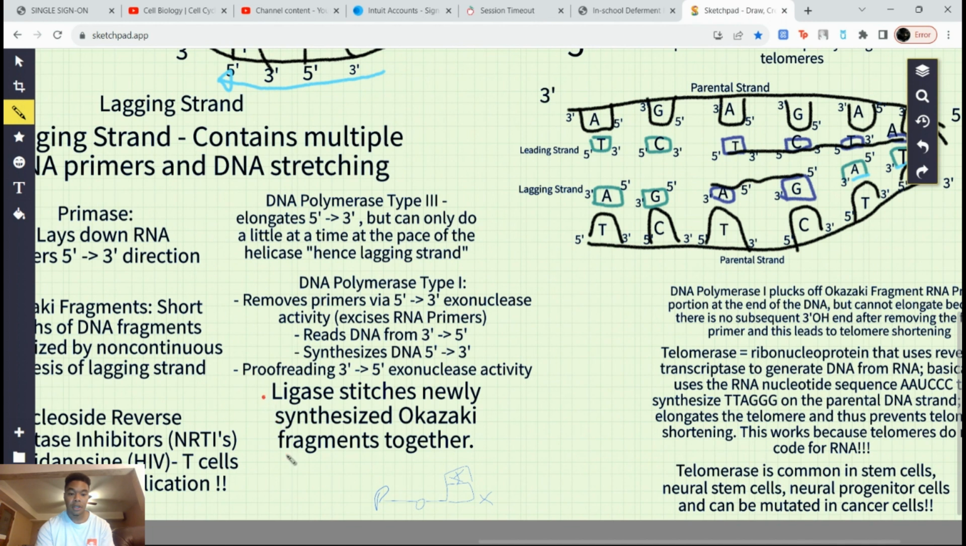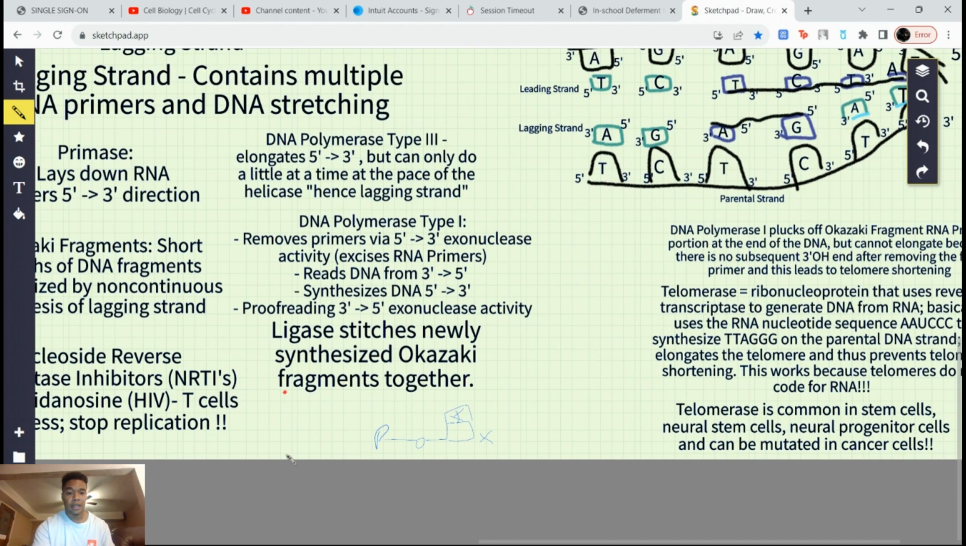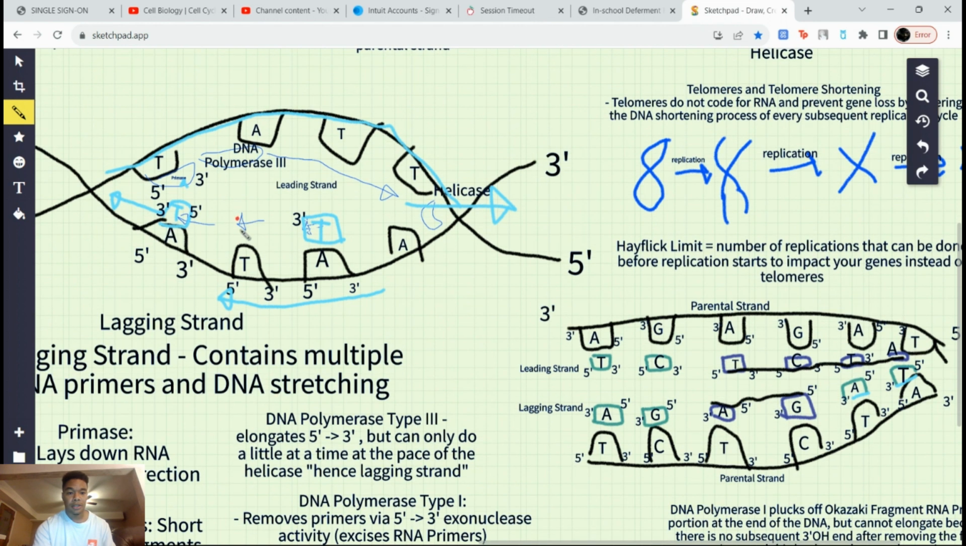So then after all the DNA polymerase type 1 is done excising all those DNA fragments and replacing those RNA primers with newly synthesized DNA, ligase comes along and just stitches them all together. Ligase basically goes, oh, I shouldn't have removed all those. Ligase goes, yeah, and stitches those bad boys all together.